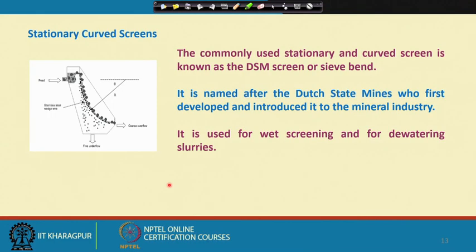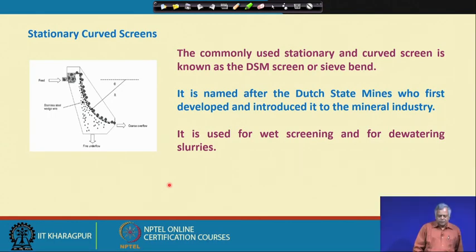Now, I would like to show you some of the screens. This is a stationary curved screen. This is the stationary screen, and it has a curvature. When it is curved, what happens? The apertures at different locations have different effective apertures. I would like to show you what angle you have to calculate, and then you have to correct it with your cos theta.